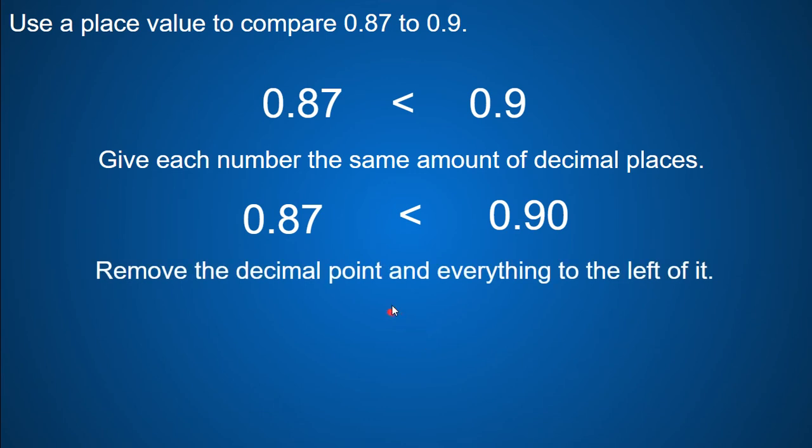And lastly, we can remove the decimal point and everything to the left of it after we give them the same number of place values, same amount of decimal places. So I have 87 here, so I just removed the 0 and the decimal point. And over here, I'm just removing the 0 and the decimal point. I have 90. So it's easy to see that 87 is going to be less than 90, which means that my 87 hundredths is less than my 9 tenths.